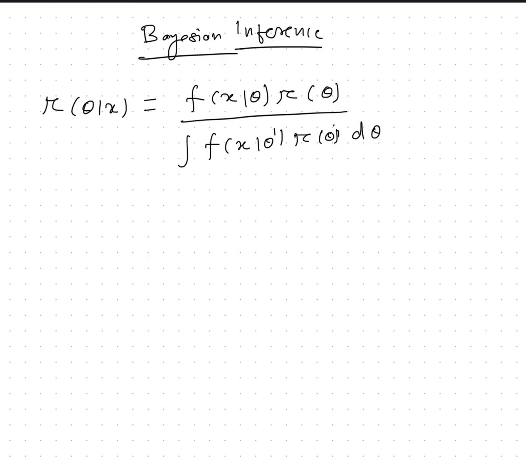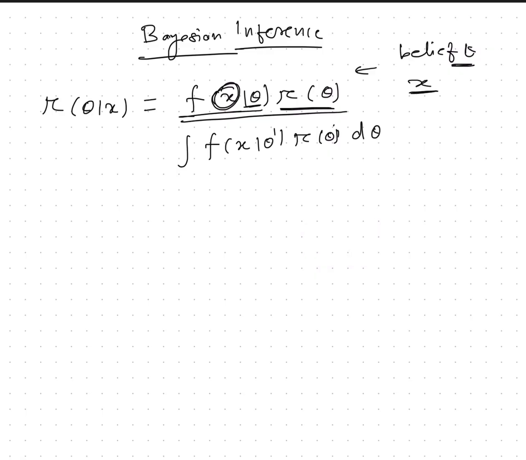Here pi of theta is our prior density, that is what we believe, our belief in theta before seeing the actual data, that is our x. f of x given theta is our likelihood, or you can also call it our joint density. This is our probability of observing our data given that our theta, that is our belief, is true.